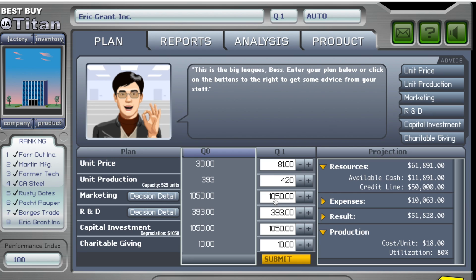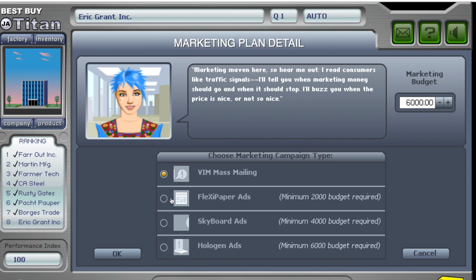And then on to marketing. Since we're going to want to market all of these new features that we're going to be coming up with, I think we should budget about $6,000 into that. And we need to go to our decision detail right here, halogen ads, which is a minimum of $6,000 budget required for our marketing campaign.